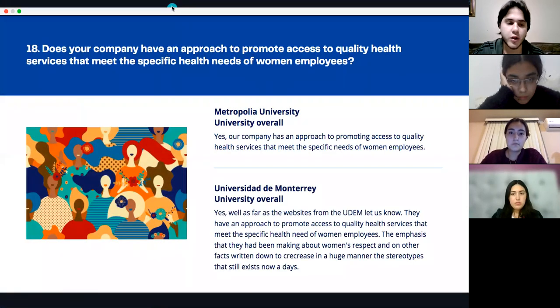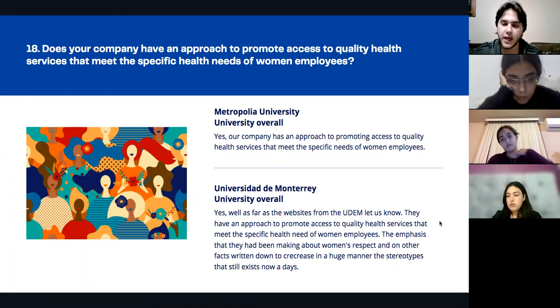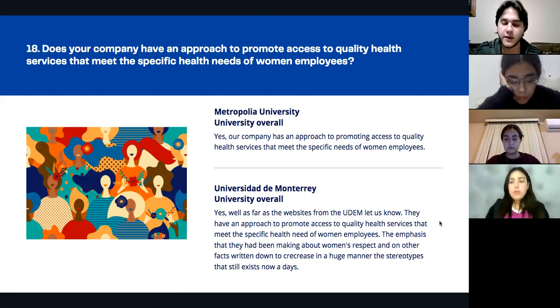The question: does your company have an approach to promote access to quality health services that meet the specific health needs of women employees? At Universidad de Monterrey, as far as we know from their website, they have an approach to promote access to quality health services, but not exactly for women, it's implied. But the emphasis they have been making on women's respect and other facts is helping to reduce, in a huge manner, the stereotypes that exist nowadays.